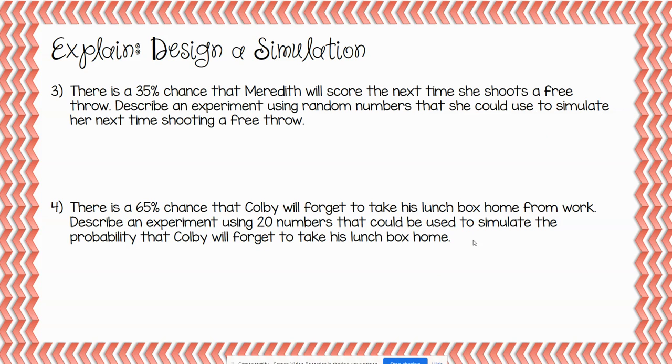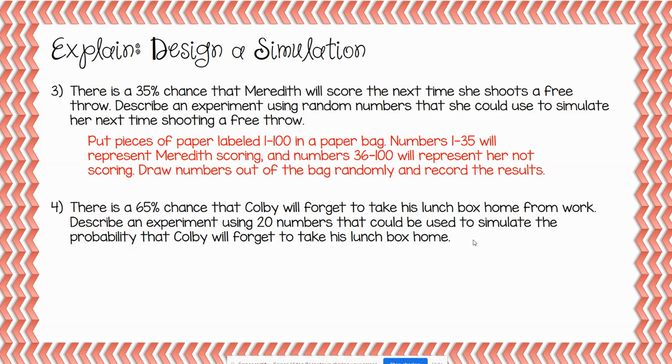Number 3 says there is a 35% chance that Meredith will score the next time she shoots a free throw. Describe an experiment using random numbers that she could use to simulate her next time shooting a free throw. Well, since this specifically said using random numbers, I would want to label numbers, and because it's a percent, the easiest way for me to do this is to label numbers 1 through 100.